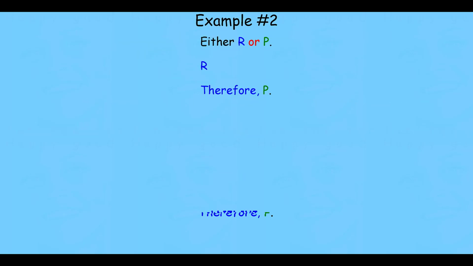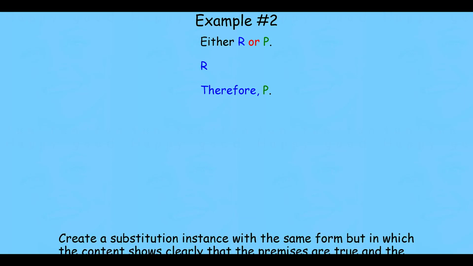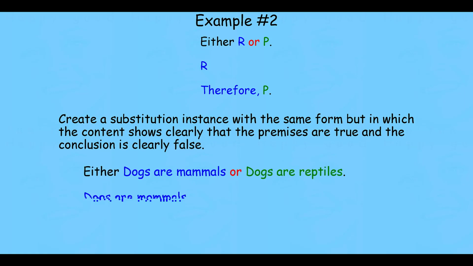So I started with this representation of the logical form and I introduced some content in the form of individual declarative statements in the context of the argument. And what I came up with is either dogs are mammals or dogs are reptiles. Dogs are mammals, therefore dogs are reptiles.